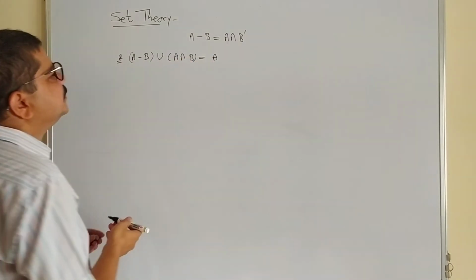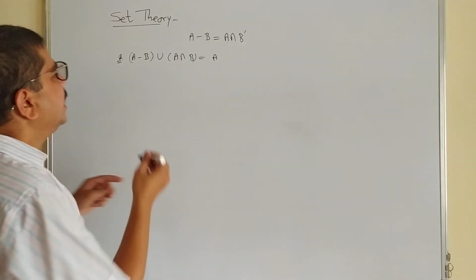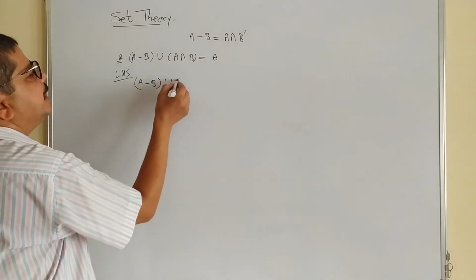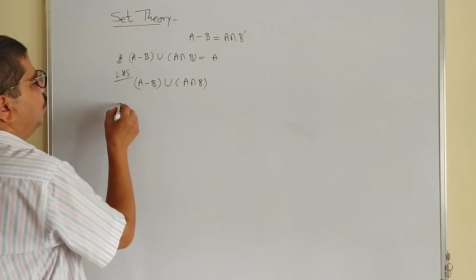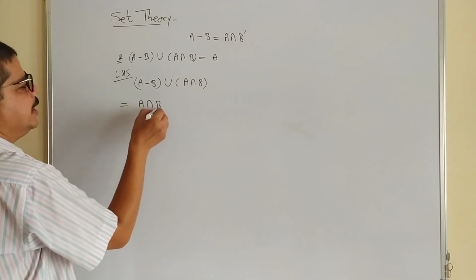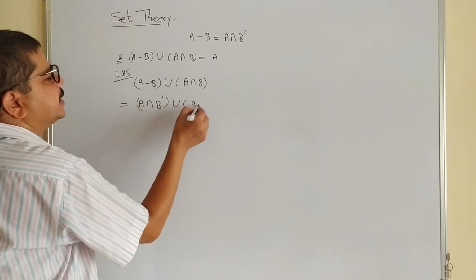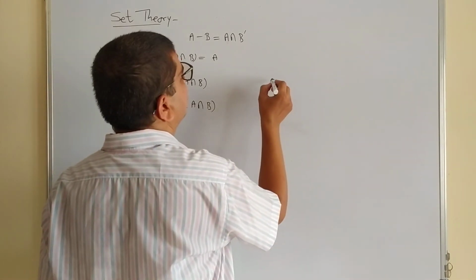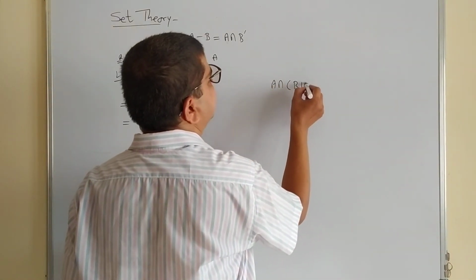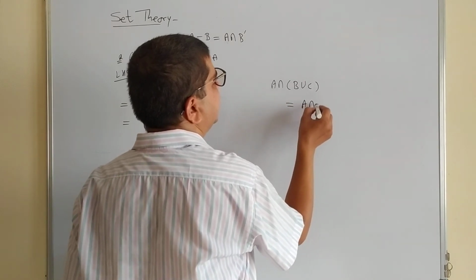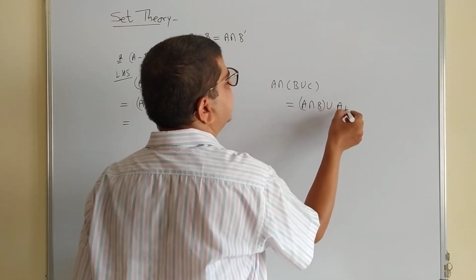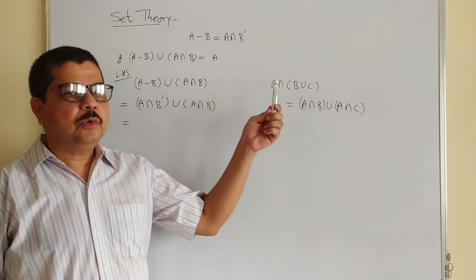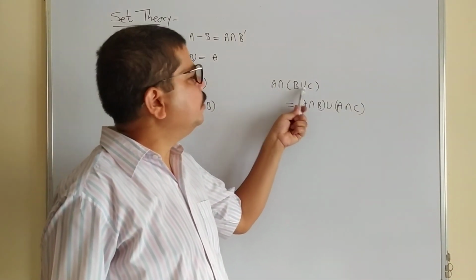Prove this: (A minus B) union (A intersection B). Again taking left hand side, that is (A minus B) union (A intersection B). What is A minus B? A intersection B complement union A intersection B. Now as we know in distributive law, suppose it is given that A intersection (B union C), it will be (A intersection B) union (A intersection C). This is the distributive law. So we say that intersection is distributive over union.